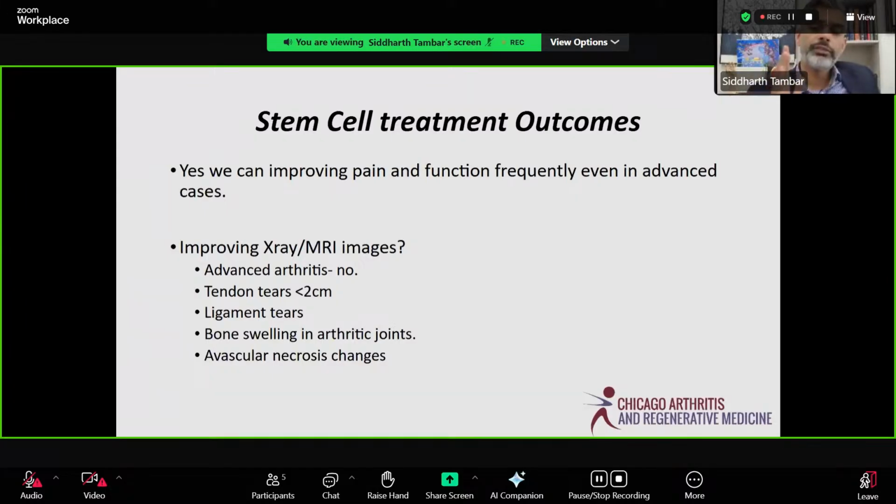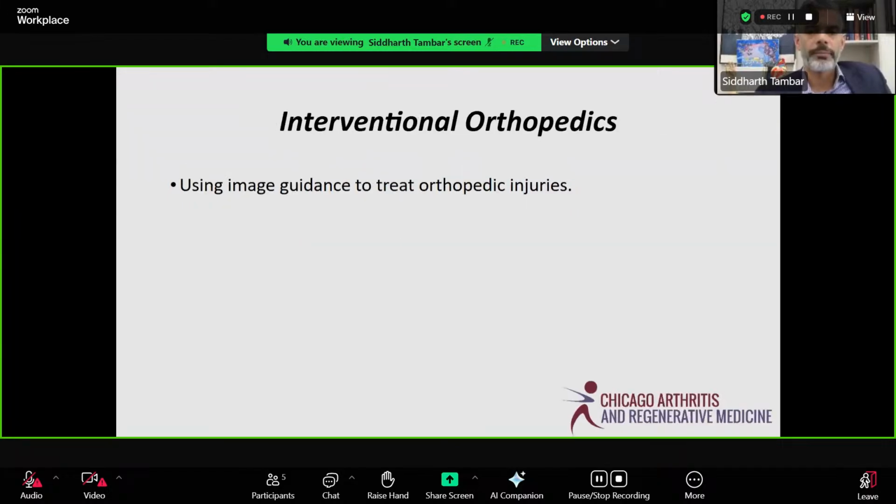On the other hand, if you have a tendon tear or ligament tear that's still small, that can actually improve on imaging. I'll show some examples of that. If you have swelling in the joint, reducing the chronic inflammation can definitely occur longer term. And if you have damage in the bone, if it's not advanced, if it's still in an early enough stage, we can actually reverse that as well. So there are things that can be reversed, things that cannot. The main outcomes, however, are still how do we improve your pain, function, and keep you healthy?